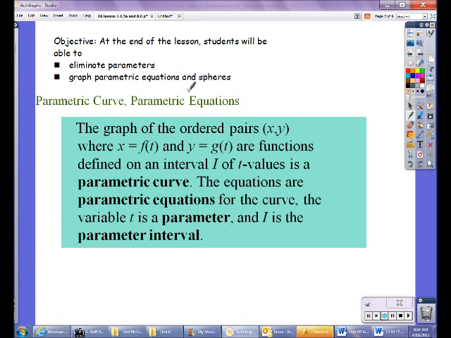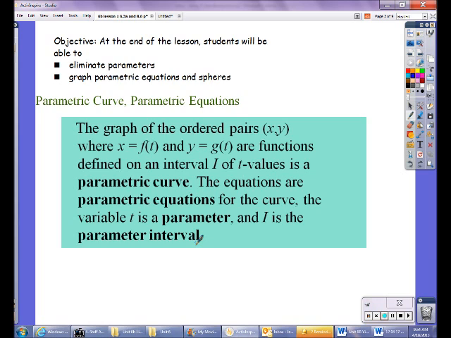Parametric curves and parametric equations. Official definition. The graph of the ordered pairs x and y, where x equals f at t and y equals g at t are functions defined on the interval I of t values, is a parametric curve. The equations are parametric equations for the curve. The variable t is a parameter, and I is the parameter interval. So let's break that down a little easier to understand.